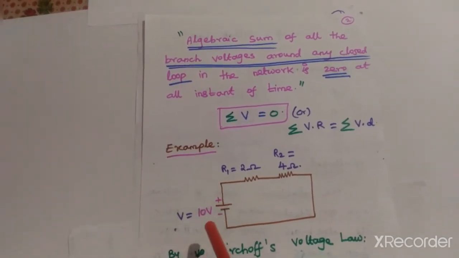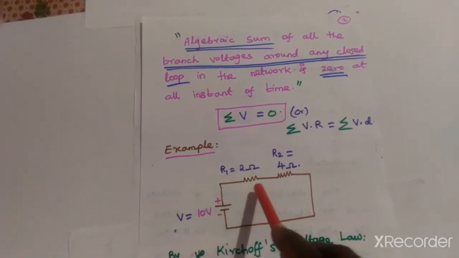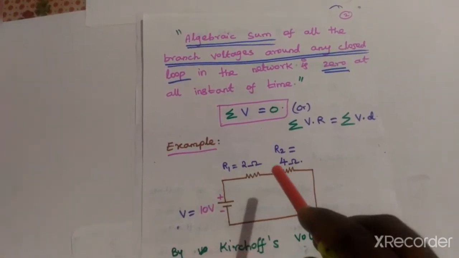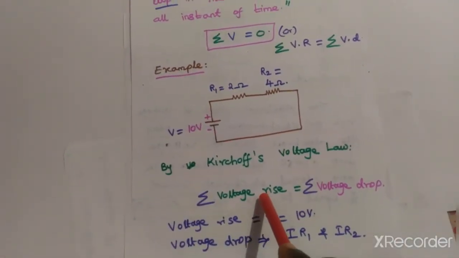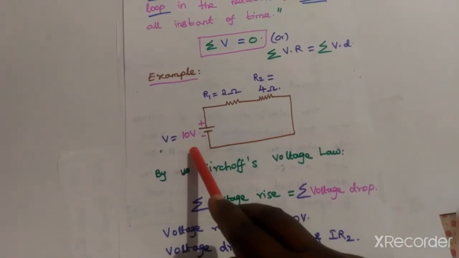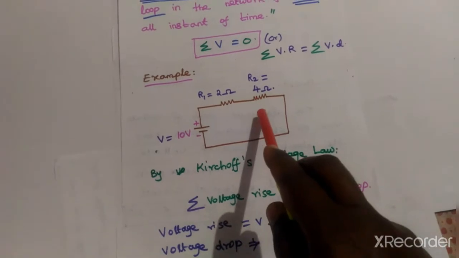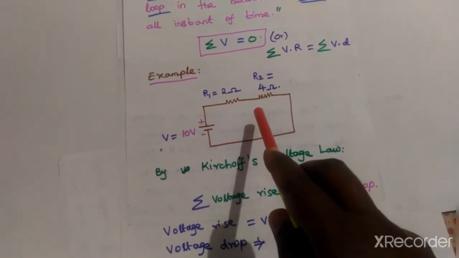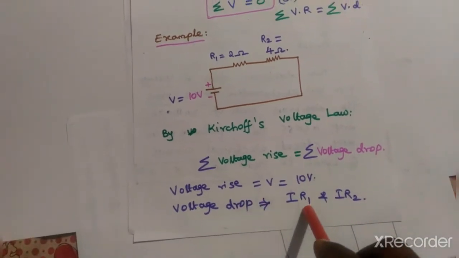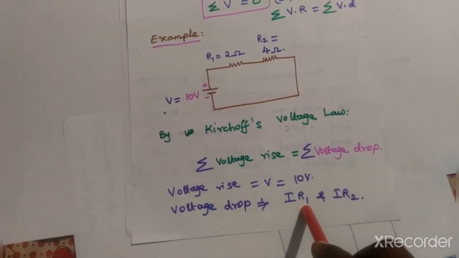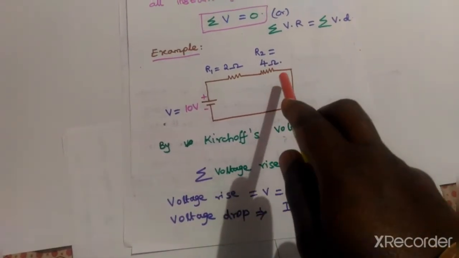Here is the circuit with a voltage of 10 volt, and there are two resistances R1 and R2, 2 ohms and 4 ohms. By Kirchhoff's voltage law, we know that summation of voltage rise is nothing but the voltage applied to the circuit, and the voltage drop is the voltage drop across the resistances or impedances in the closed circuit. So the voltage rise is 10 volt, and the voltage drop is I R1, the drop across the resistance R1, and I R2 is the drop across the resistance R2.